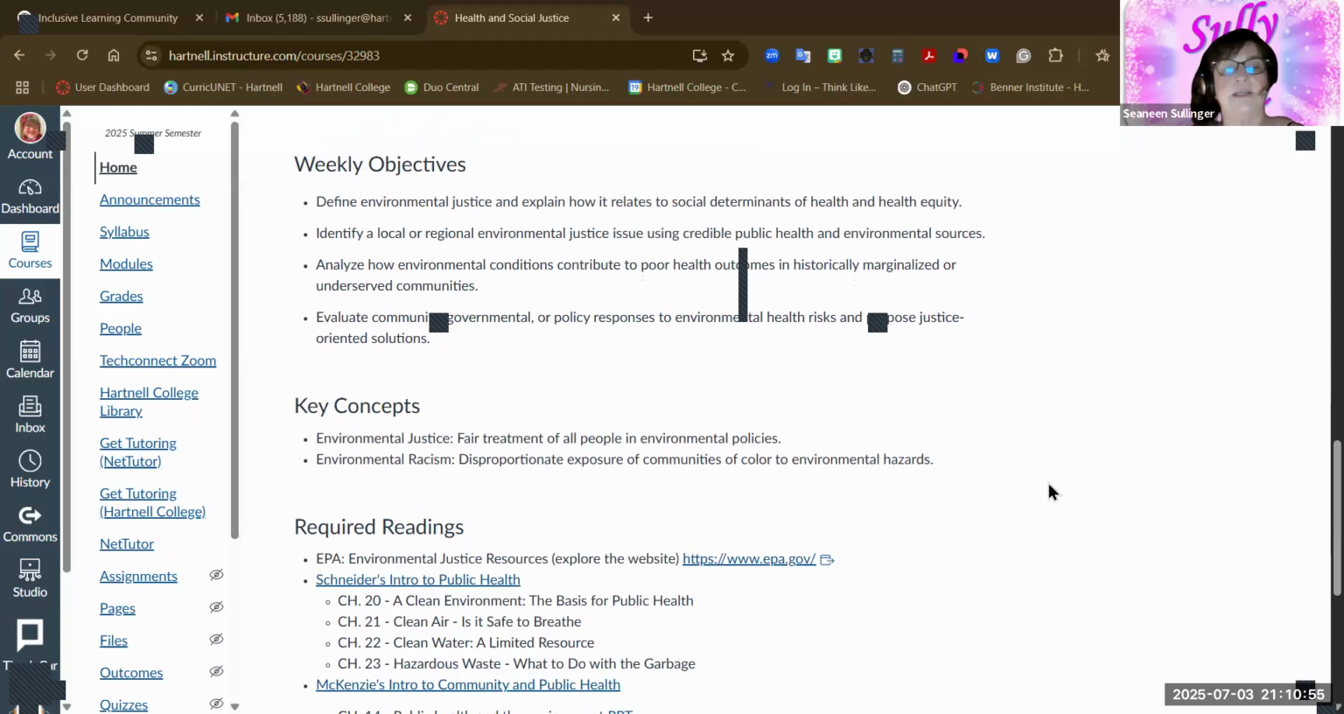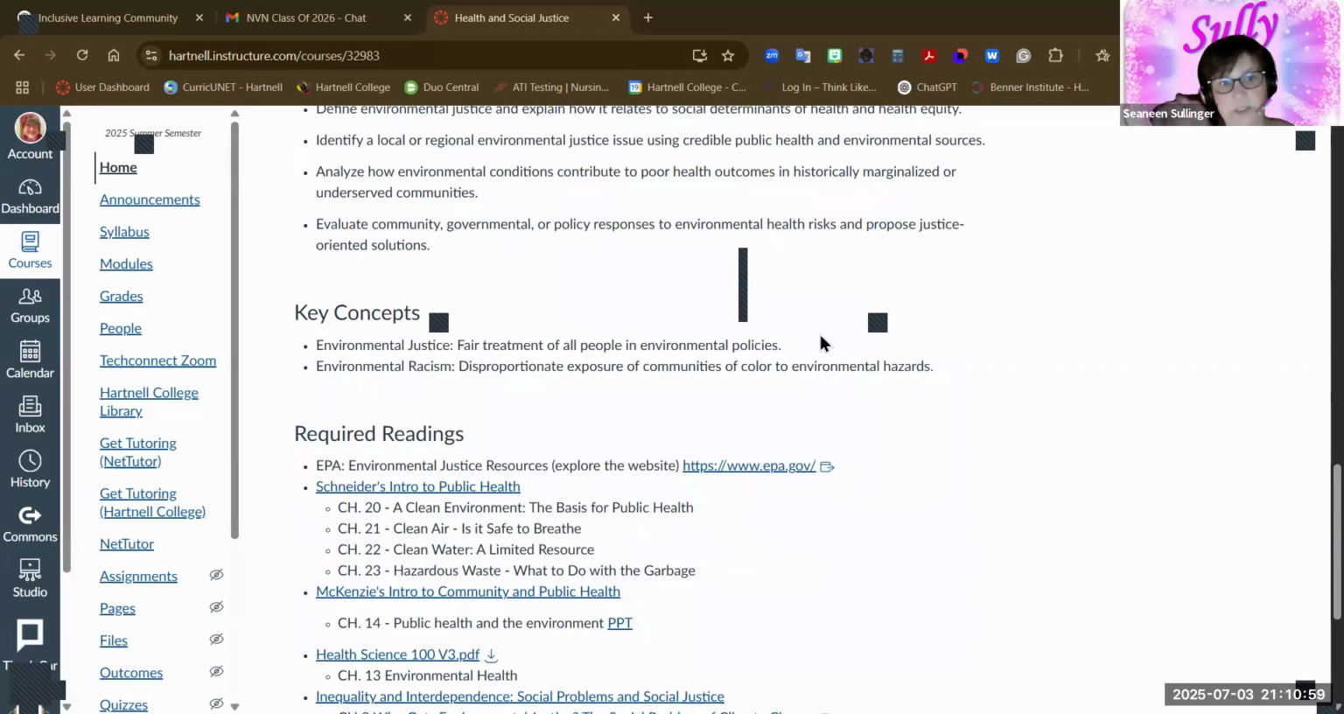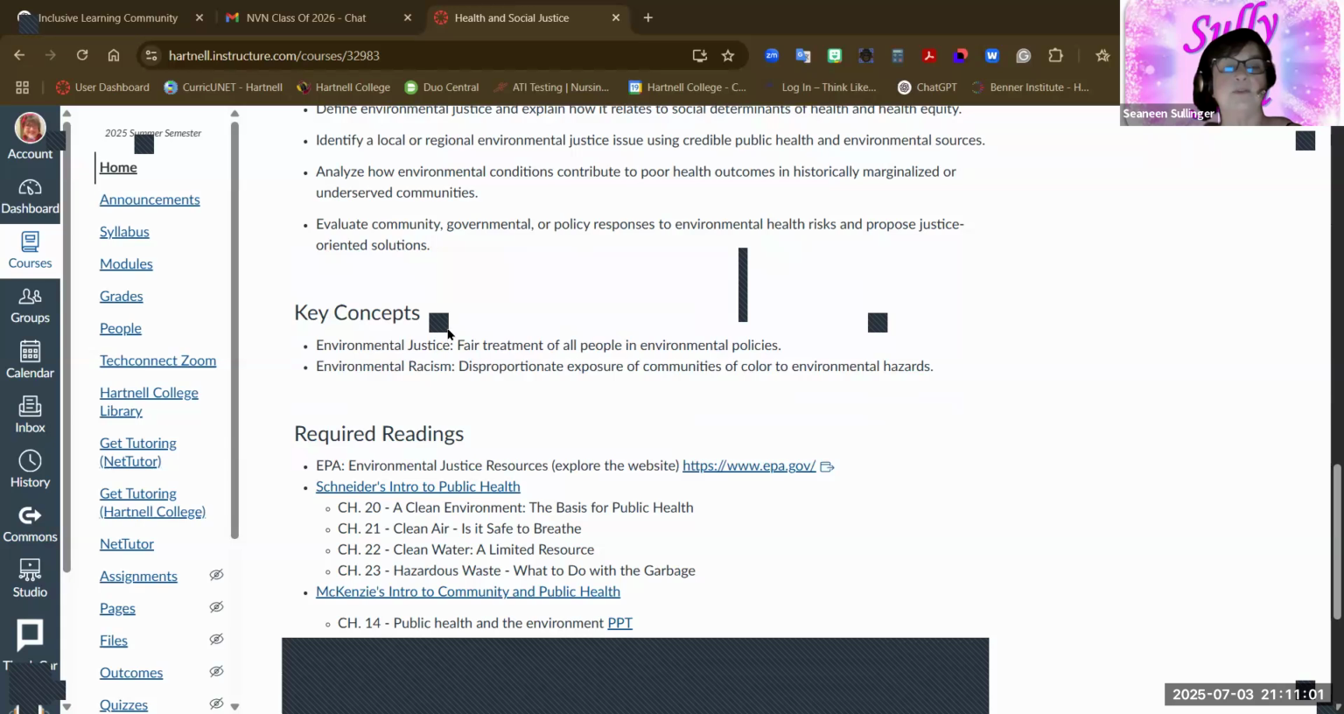The key concepts for this week that you will put into your journal and write little definitions about are environmental justice, which is fair treatment of all people in environmental policies, and environmental racism, disproportionate exposure of communities of color to environmental hazards.